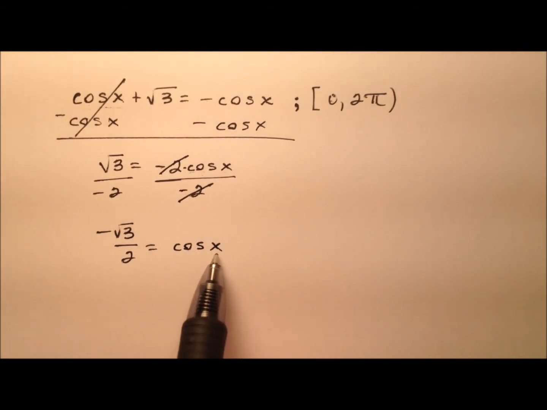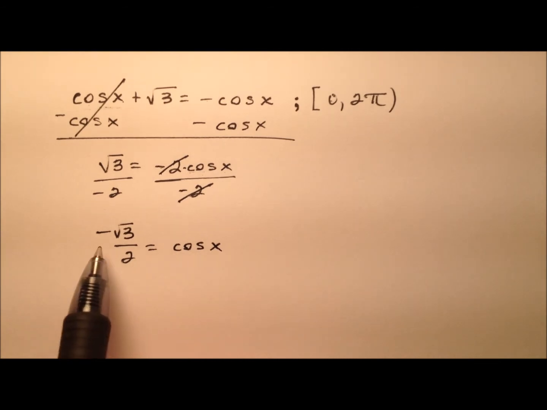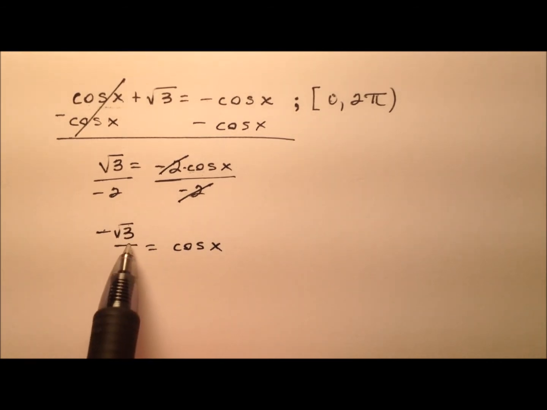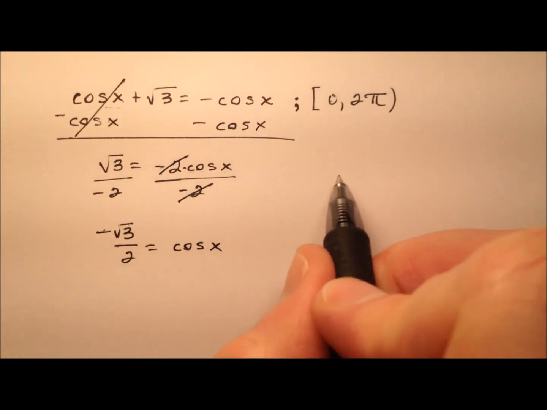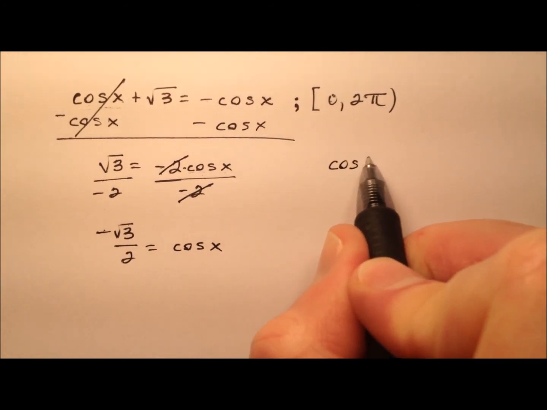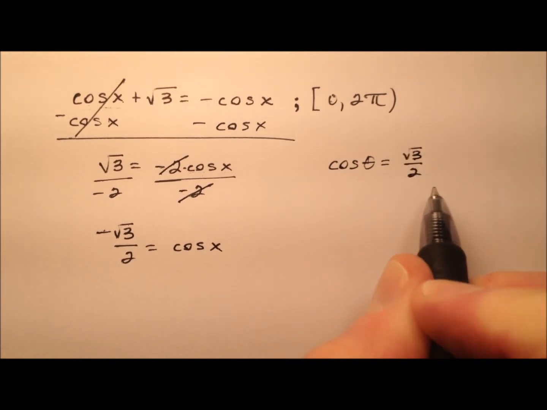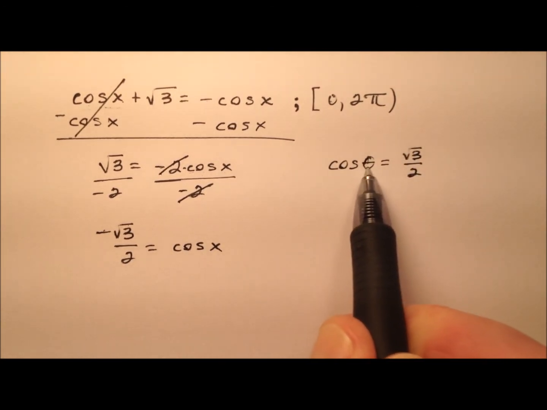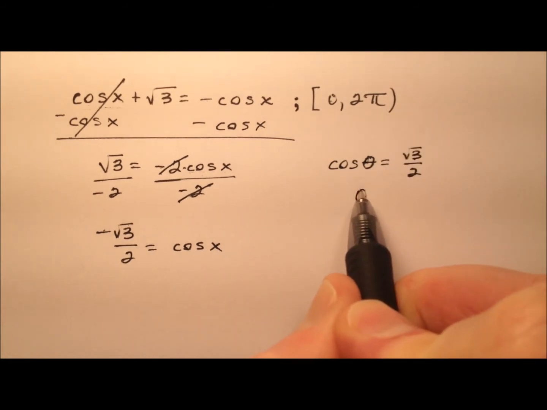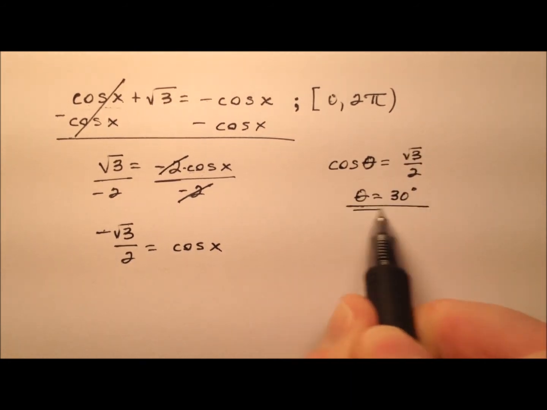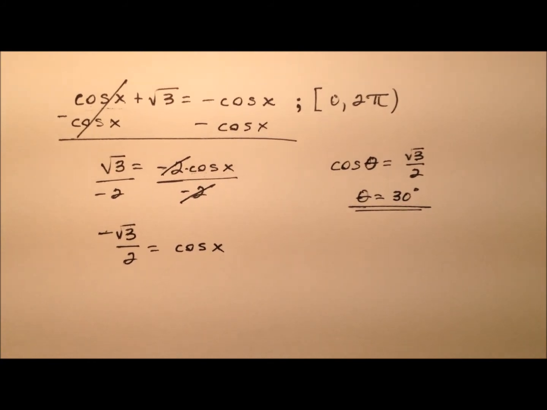Okay, so what value of x, or at what angle, when I take the cosine of it will I get a negative square root of 3 over 2? Well, let's consider just the square root of 3 over 2 part first, and let's find that reference angle. So the cosine of theta is the square root of 3 over 2. We'll use theta as our reference angle here. And I know that that's going to take place at 30 degrees. Okay, so here's our reference angle.